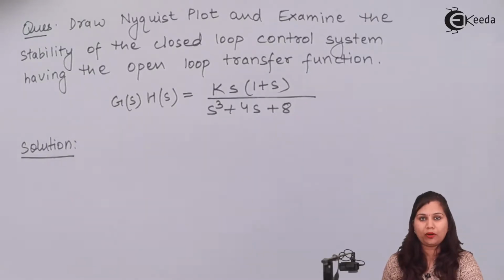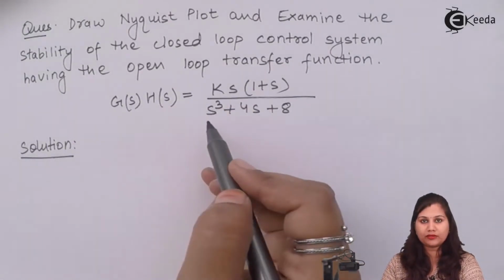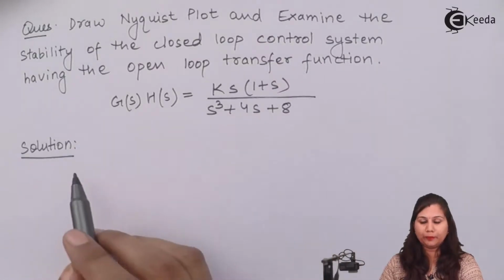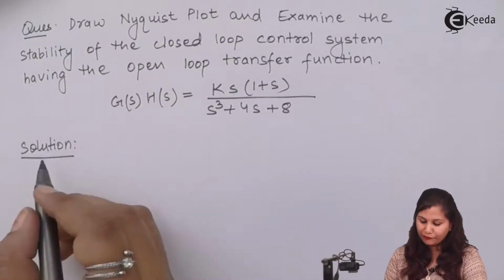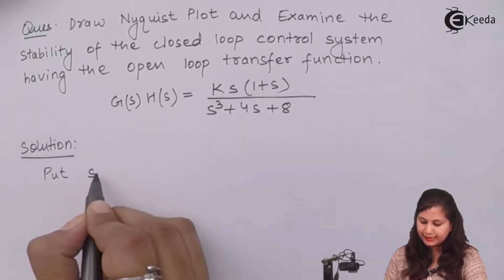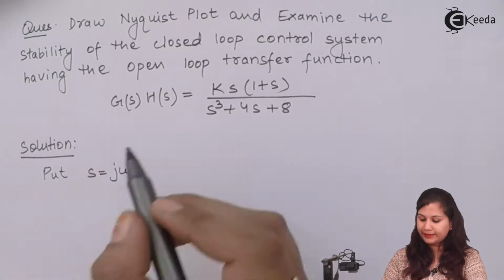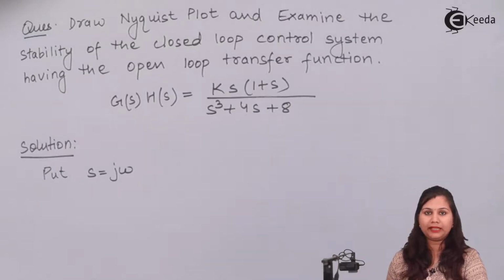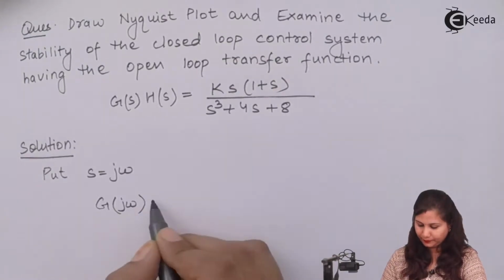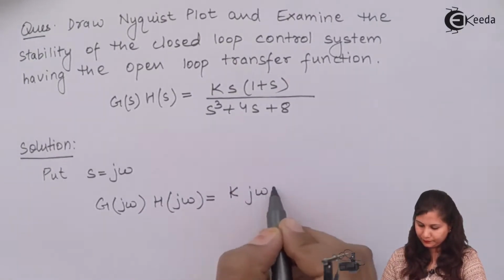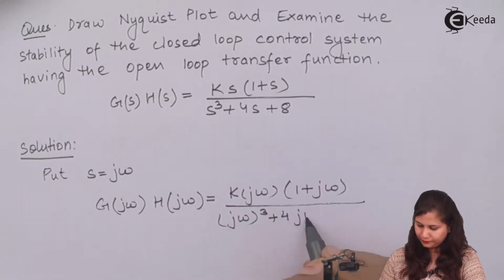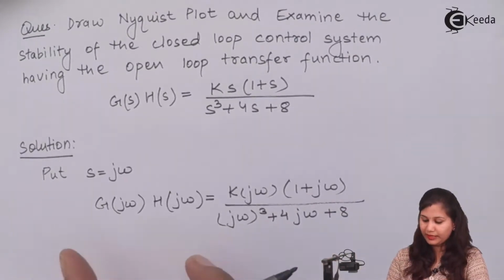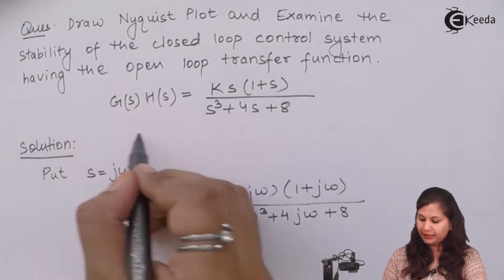Now to draw the Nyquist plot, we have to use this open loop transfer function. So first we are going to put s equals j omega in this open loop transfer function, so that we can obtain G(j omega)H(j omega). So what we have done, we have put s equals j omega in this transfer function.